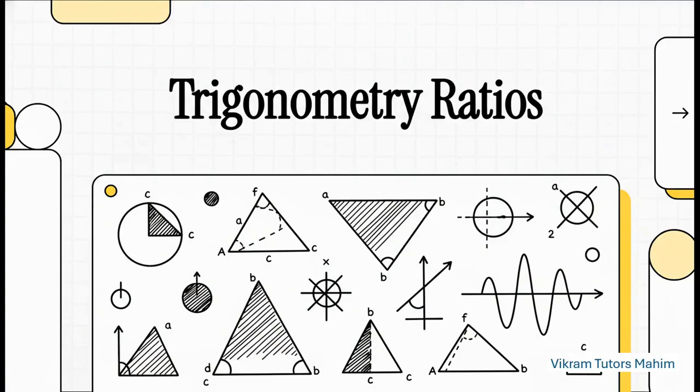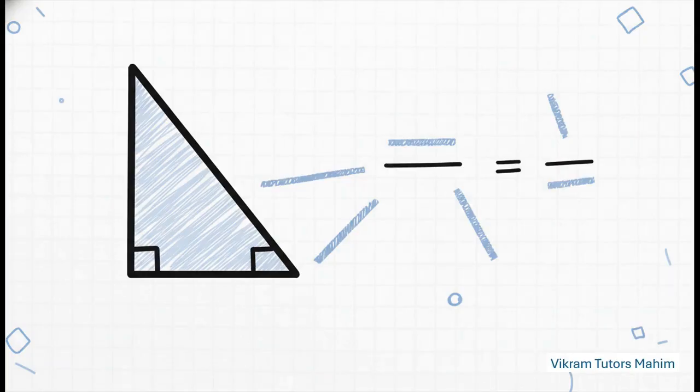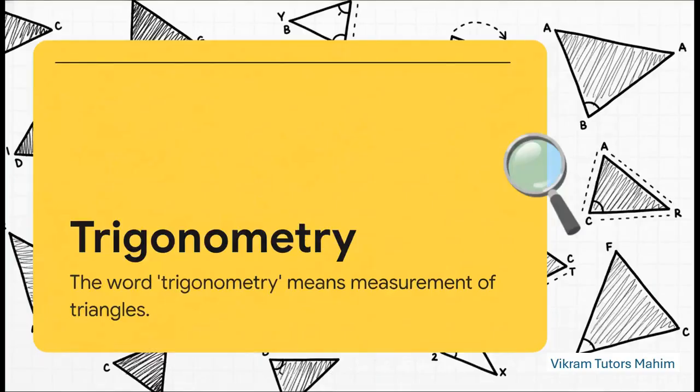Ever wonder how we measure mountains? The answer is a seriously powerful math tool, trigonometry. I know, sounds impossible, right? But the secret is actually hidden inside this simple shape. So what's the magic behind it? Well, it all boils down to some simple ratios. And specifically, we're going to focus on the right-angled triangle. It's the absolute foundation of trig.